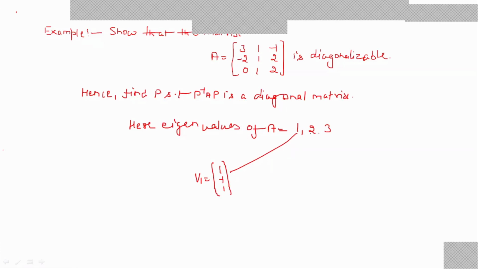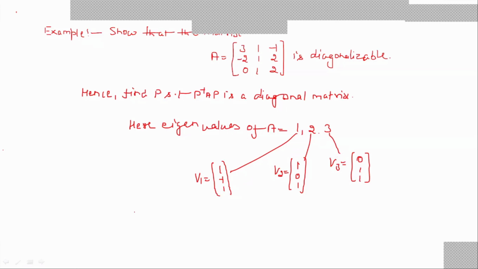For lambda equal to 2, it is (1, 0, 1). Everyone has got this same answer, everyone who solved it. V3: it is (0, 1, 1).